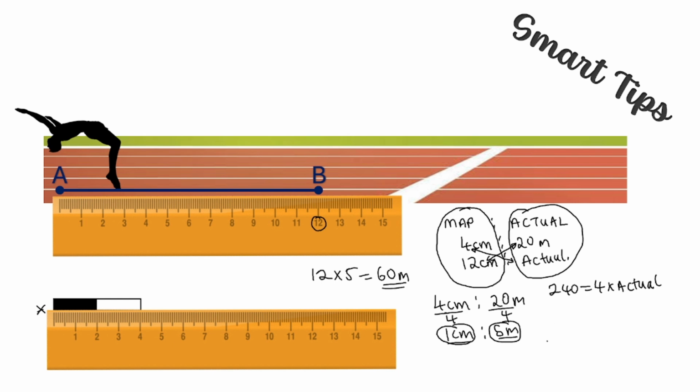To get the actual distance, divide by 4 on both sides of the equation. 4 divided by 4 is 1, so we remain with the actual distance. Then 240 divided by 4 is 60. So we see that the actual distance is 60 meters. That's how you can calculate the actual distance using the bar scale.